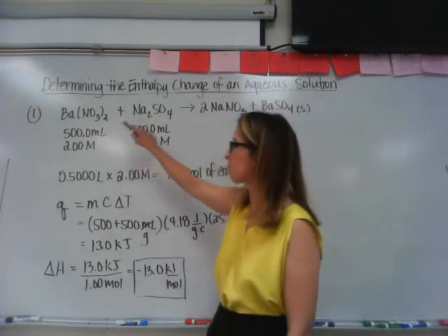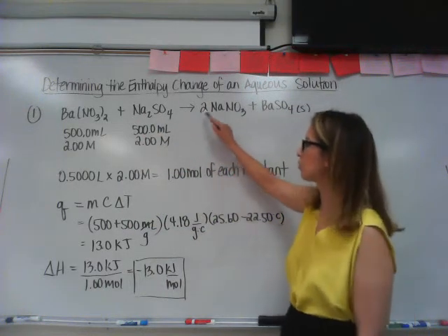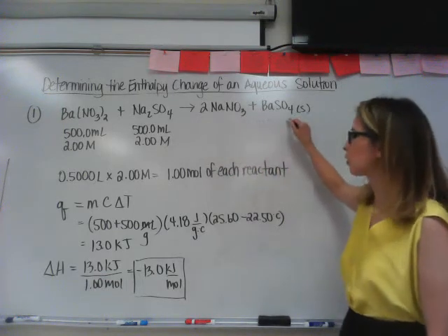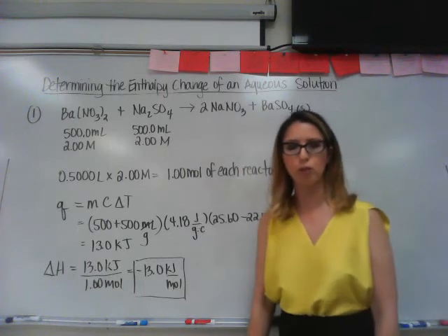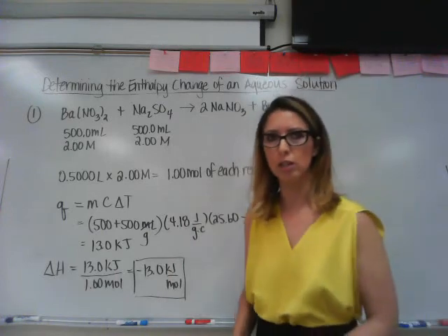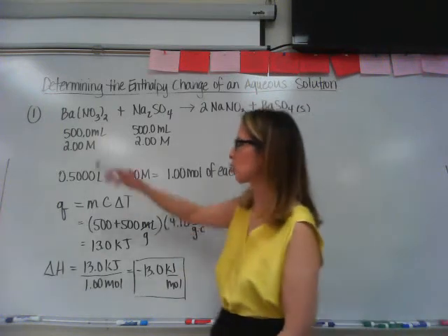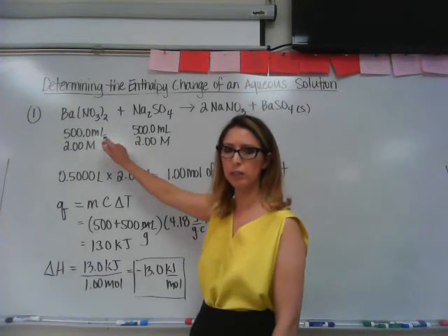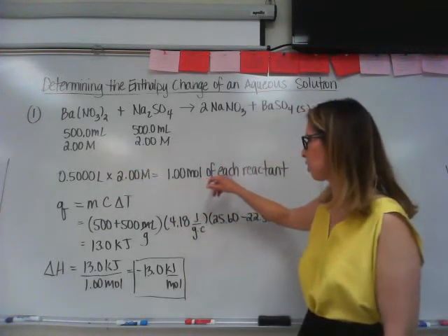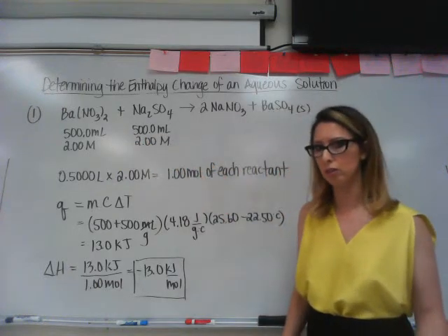Since I'm combining barium nitrate and sodium sulfate solutions, this is a double replacement reaction, and you're going to produce sodium nitrate. You're expected to know that all nitrates are soluble, and barium sulfate is your precipitate. Since we're calculating the molar enthalpy of precipitation, we need to figure out how many moles we've got reacting. If you convert milliliters to liters by moving the decimal 3 places to the left, and you multiply liters times molarity, you're going to end up with a mole of each reactant because the quantities and concentrations are the same for each.